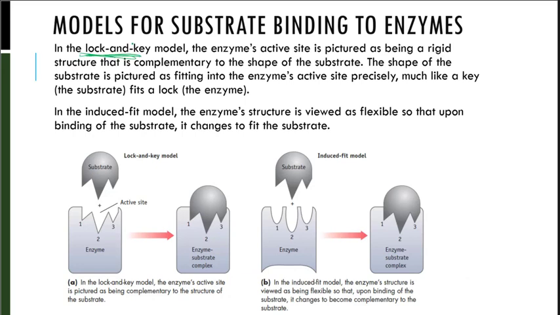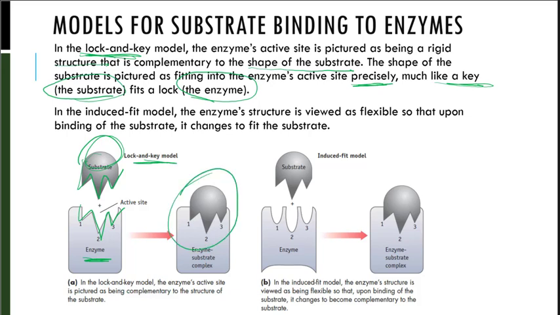We have two different examples here, two different models. In the lock and key model, the enzyme's active site is pictured as being a rigid structure that is complementary to the shape of the substrate. The shape of the substrate is pictured as fitting into the enzyme's active site precisely like a key fits into a lock, the lock being the enzyme. We can see here our substrate, this is our lock and key model. Our substrate has 3 little jagged points here, and here is our enzyme with the 3 little jagged indents, and it fits just like a lock and a key. See how beautifully it fits.